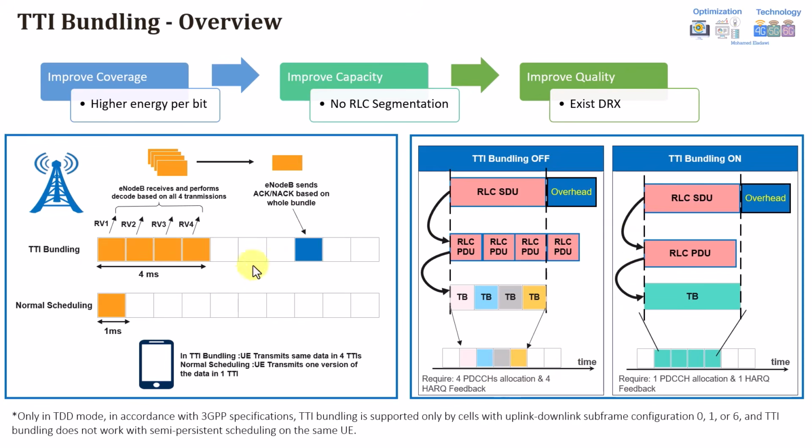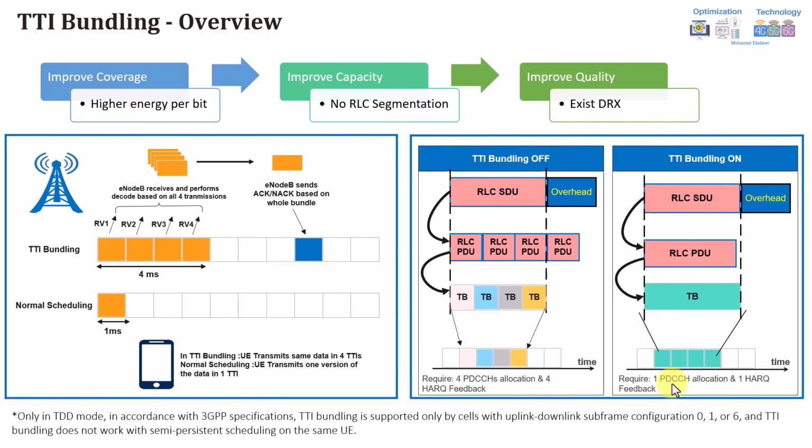But in case the TTI bundle is triggered and the eNodeB has already instructed the UE to enter the TTI bundling state, what will happen? In this case, the user knows that there is better decoding and higher energy per bit. Because he is in the TTI bundling state, he will send a complete RLC PDU, for example, the same one, without any segmentation. So this will result again in sending the same TB, only one transport block, in 4 TTIs. This would result in fewer PDCCH allocations.